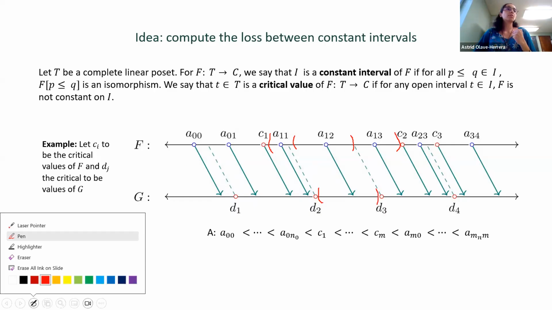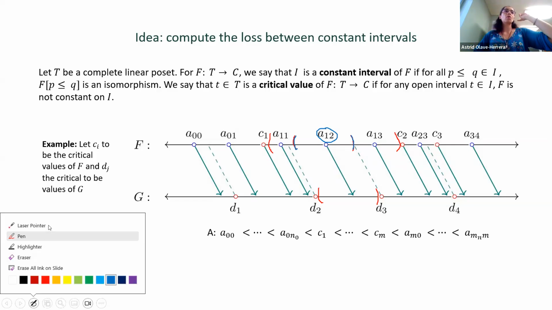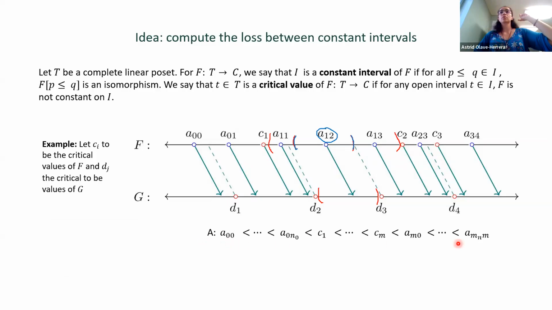So maybe let's use another color. What about blue? This second interval is a constant interval that is mapped to a constant interval. And I'm going to choose a representative of that interval, A12. So my idea is, instead of taking the loss over all the diagrams of all the elements, to take the loss only over the specific numbers that I call A here on the bottom. So I'm just taking the critical values and these A's, A11, A12, that represent these intervals that are constant, that are mapped to constant intervals.